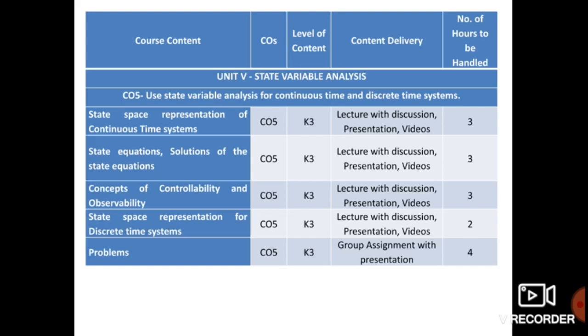I hope you might have studied these continuous time systems and discrete time systems in signals and systems. We will just recall it, and we will be learning the state space representation of those types of system, how to obtain the state equations from those systems and the solutions of those state equations, and some concepts like controllability and observability of a control system. All those will be dealt in this unit 5.